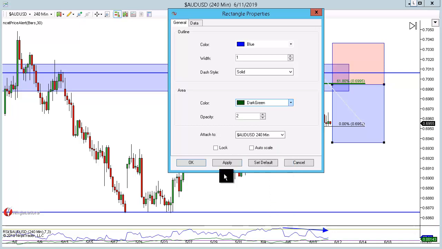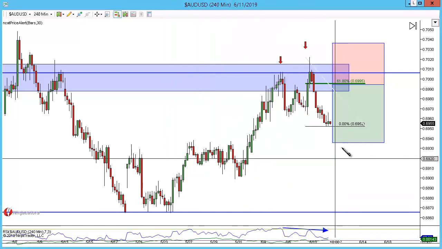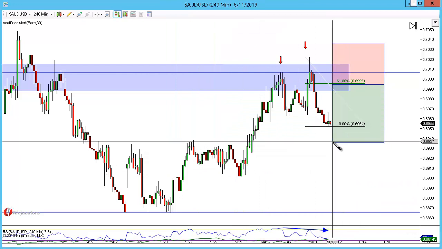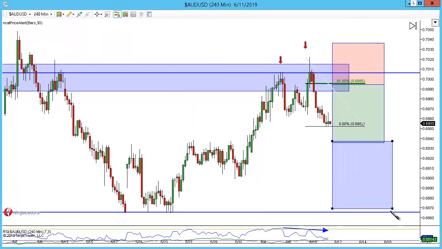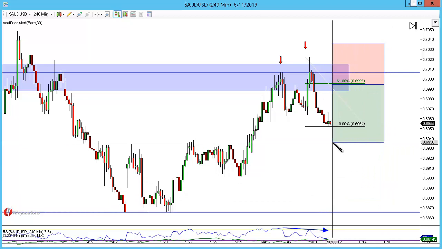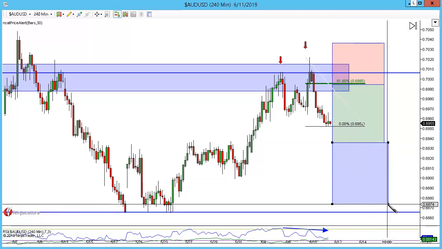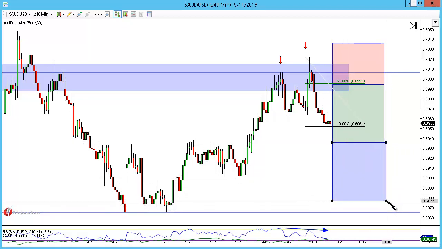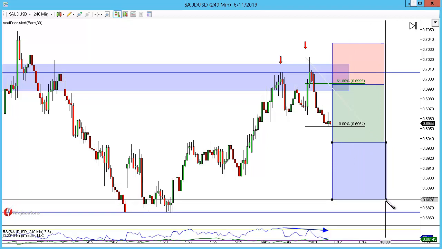Where's my dark green gone? Okay, there we go. And if you think price can come lower, I would then be looking for a full extension to play for a retest of the lows, minus a few pips. So I'd be looking at around this level.